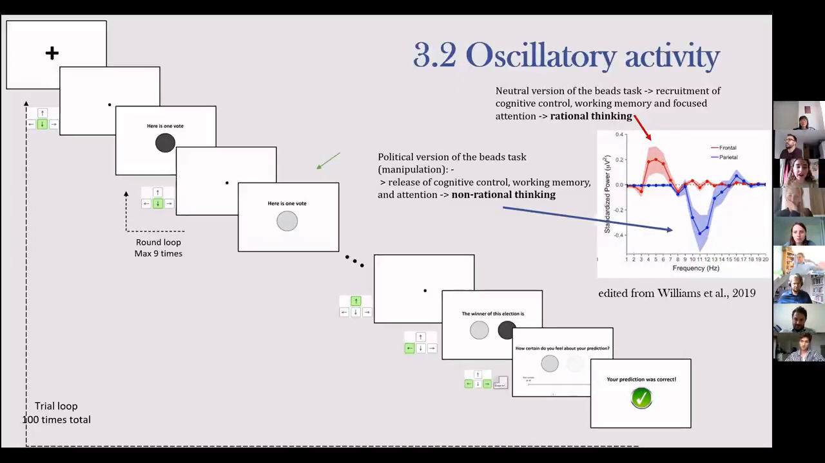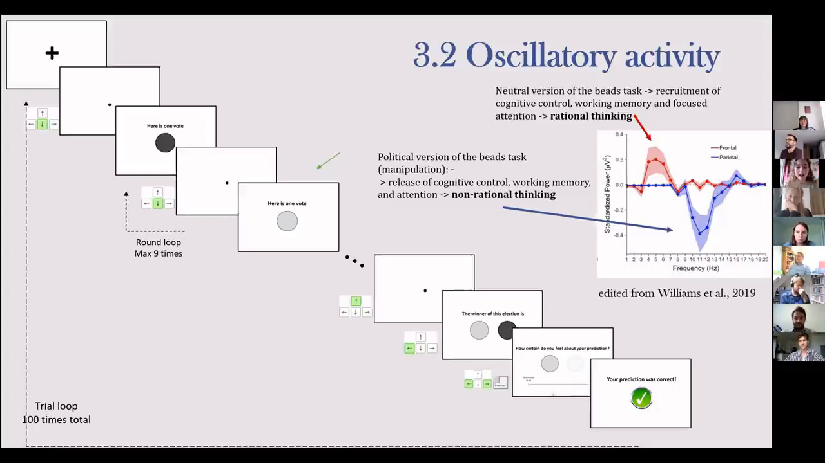Between the two conditions in the task, so between the neutral version and the political version of the task. And in the neutral version of the task, I expect that the participants will think in a mostly rational way. So people will recruit cognitive control, working memory, and focused attention, and this will result in increased frontal theta power. And then when the task turns political, so the votes start to reflect political affiliation, I expect individuals to become less rational because more is at stake and biases could occur, which will make them less receptive to current information that is, for example, not in line with what they would want.